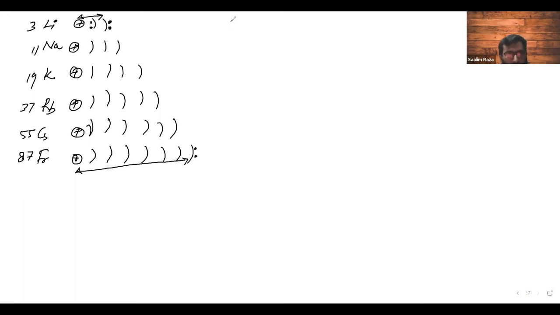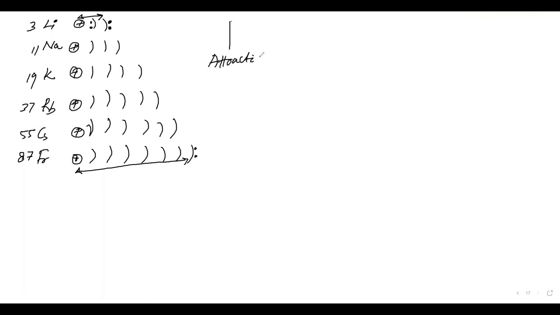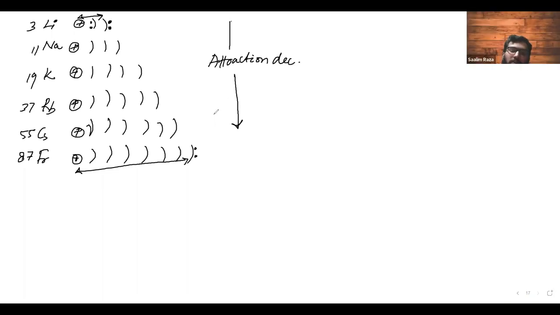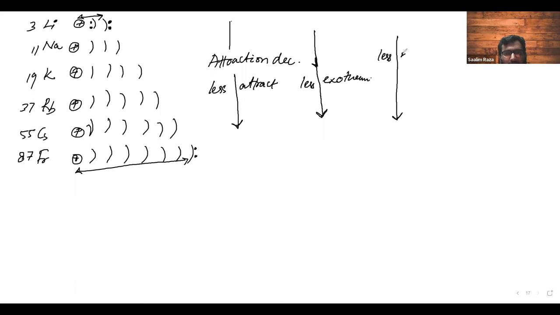Above. If we want to write like this, we can say attraction decreases in this way. Correct? So what you can write? Less attraction, then we can write less exothermic, then we can write less negative delta EGH. Correct?